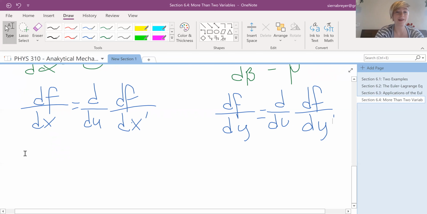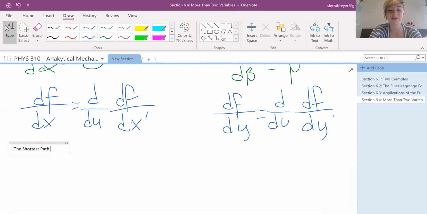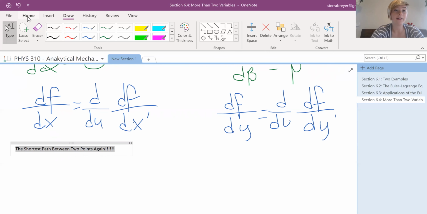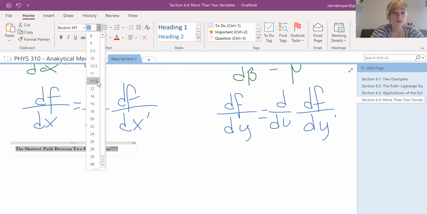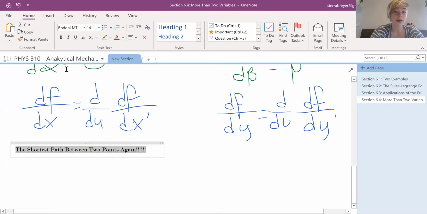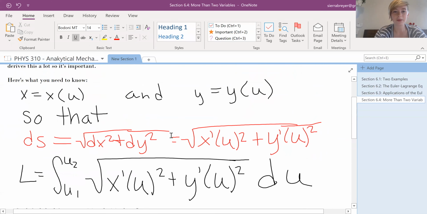So what we're going to do now is actually implement it. We're going to do the shortest path between two points again. But this time it's going to get cool. I'm going to put "again" because we've done this a lot. I've done this a lot today. Okay, so we're going to start there with what we had up here.